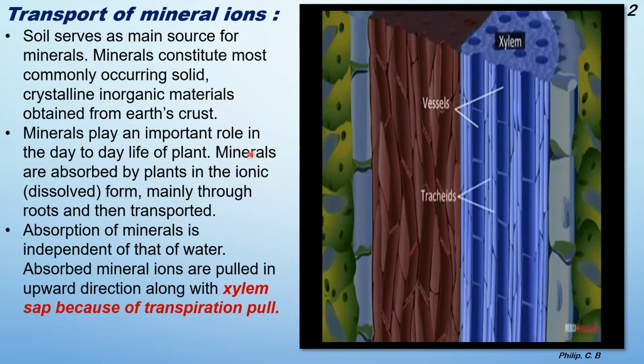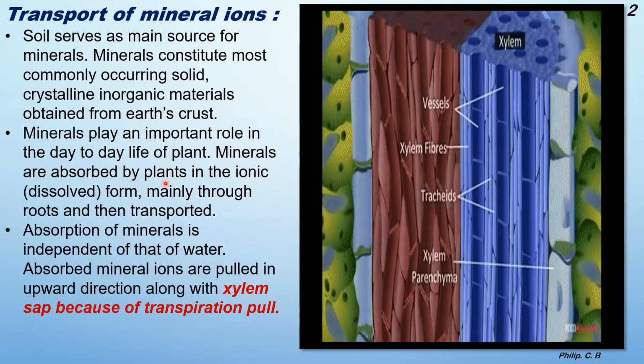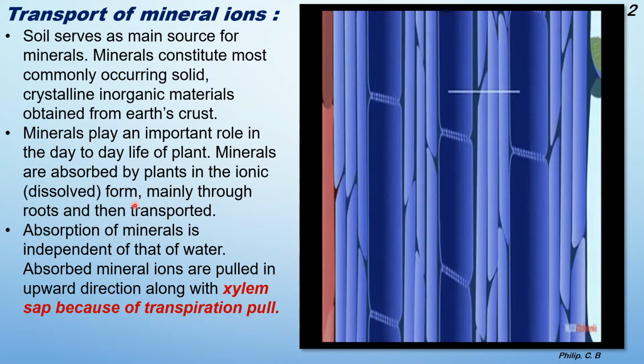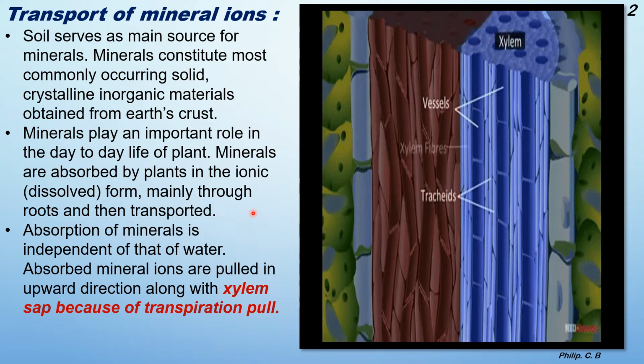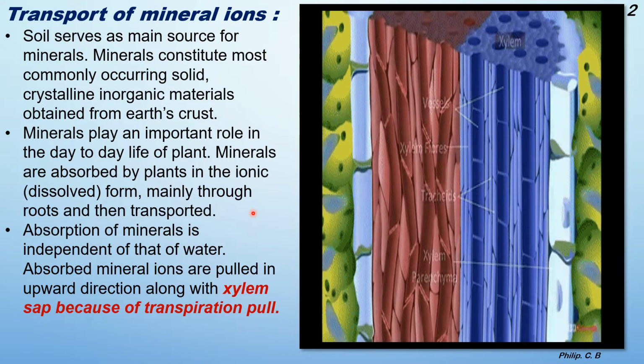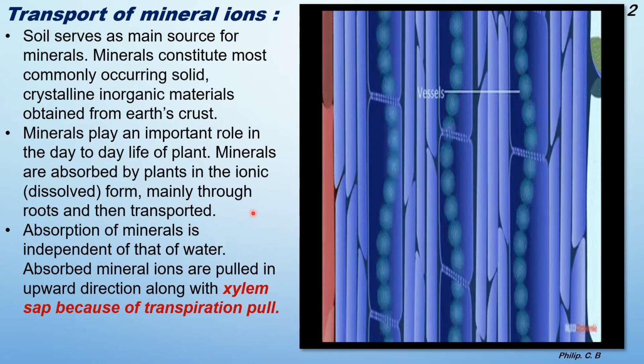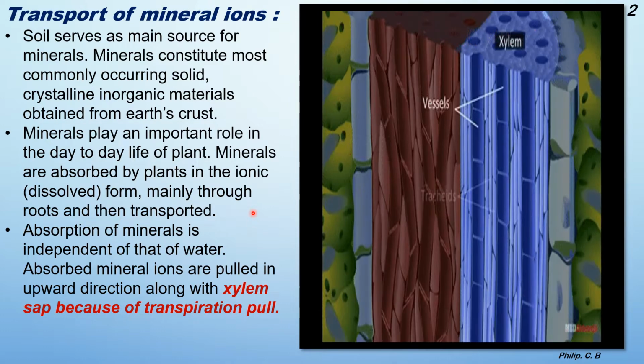Minerals play an important role in the day-to-day life of plant. Minerals are absorbed by plants in the ionic, that is dissolved form, mainly through roots and then transported. So the minerals are important in the daily life of plant, as in case of any living organism. Without the minerals, the growth may be affected.